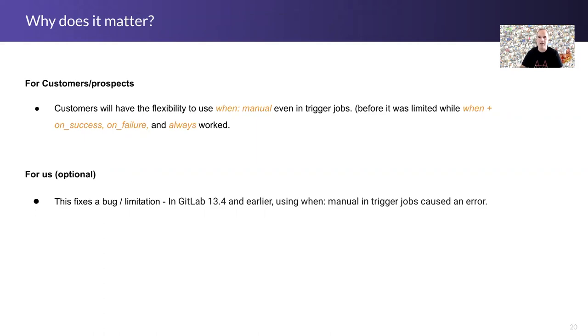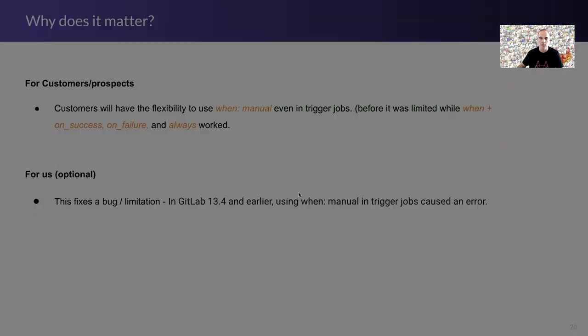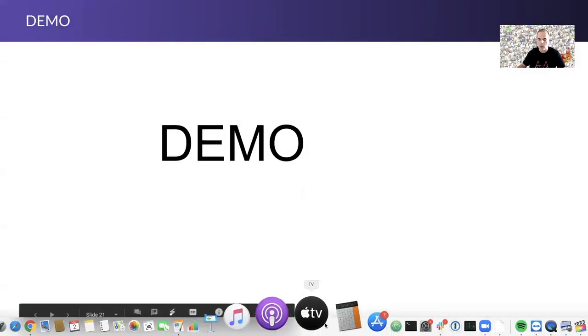Customers will have the flexibility to use when with a manual condition, even for trigger jobs. Before it was limited to when with on success, on failure, and always, but for some reason it wasn't possible for manual. And for us, we are fixing some limitation or bug, and now we are not limiting when to specific cases. And we allow when with all options like we do have with other jobs. So let's see how it works.